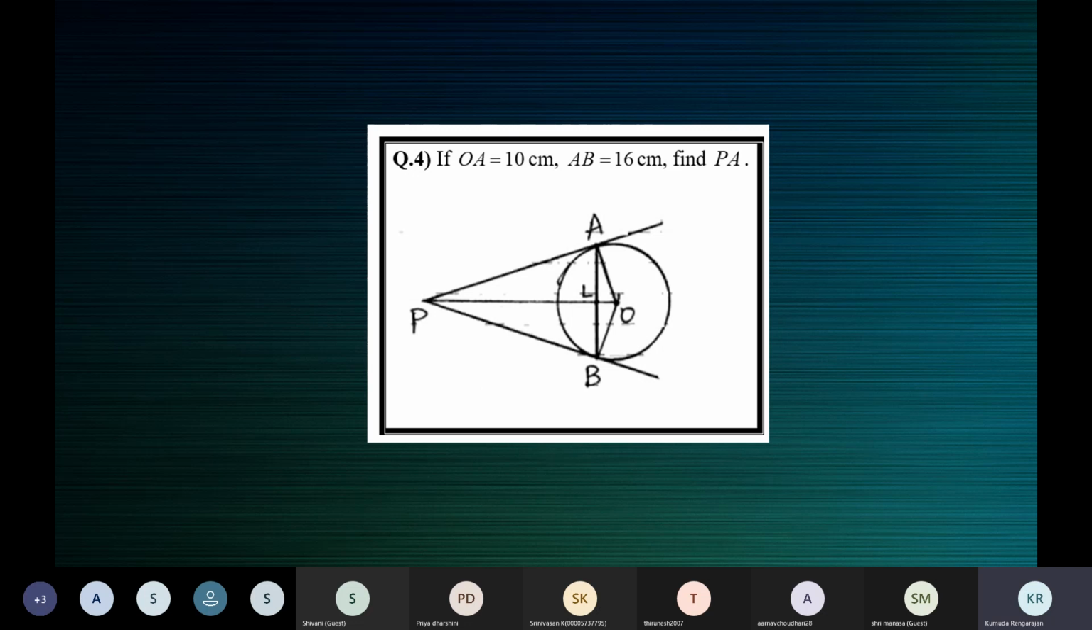Yes, this one is also NCERT, children. I think it is one of the examples. Example 3. Yes, this was explained in the last class or the class before that. Please try.